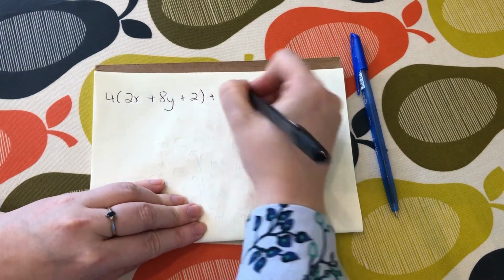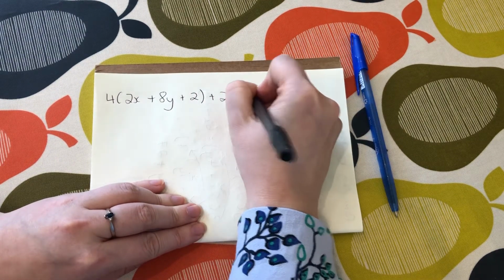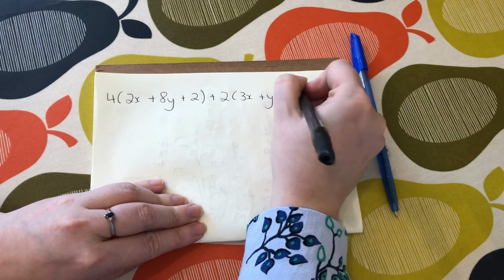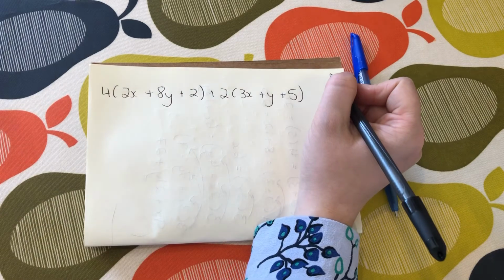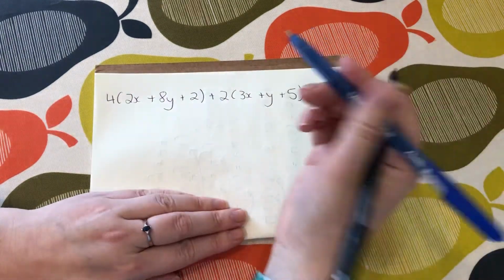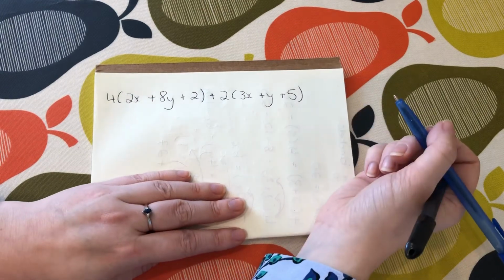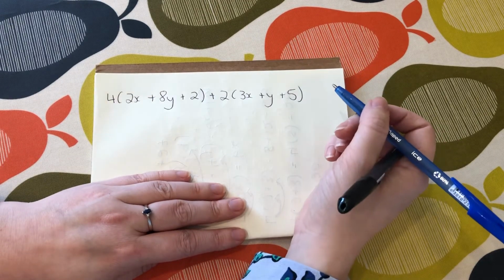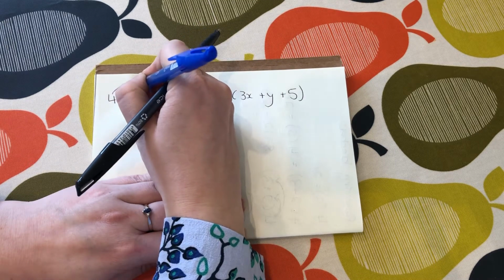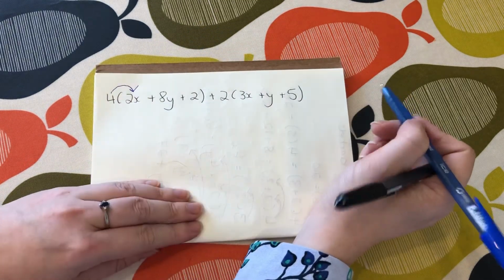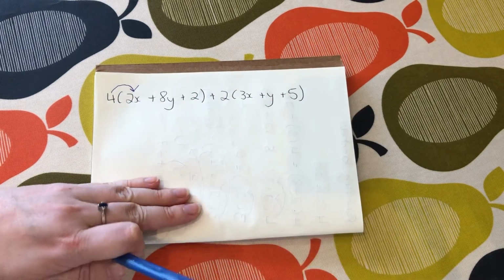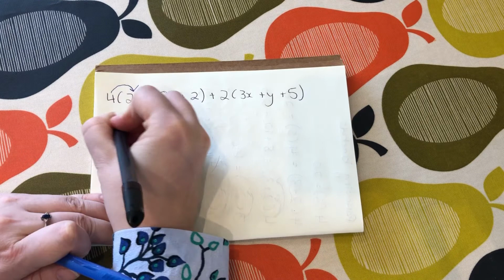Plus 2 bracket 3x plus y plus 5. Now, some people like to use different colour pens because it just helps them make it a bit brighter and a bit easier to read, right? So let's say I just use a blue pen. So I'm going to multiply the 4 by the 2x, which is going to give me, the cat hair everywhere, 4 2s are 8, so that's going to give me 8x.